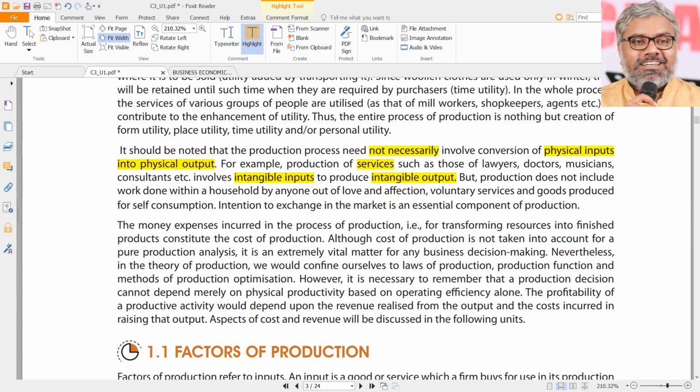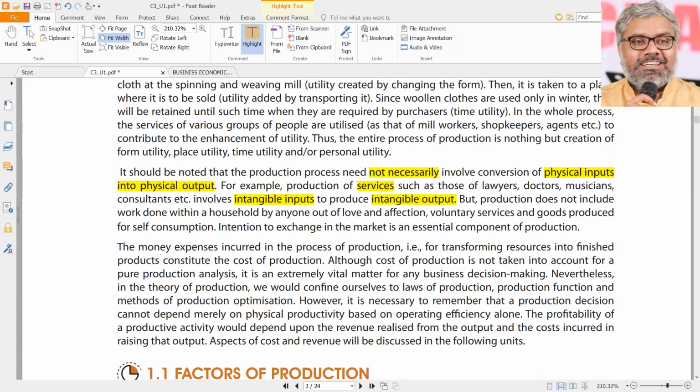But as we already discussed also, production does not include work within a household by anyone out of love and affection, voluntary services, and goods produced for self-consumption. No, these are not what is production. We can have a list of all this. Without love and affection also somebody can make rotis at home. That does not make them production. So don't fall in that level.